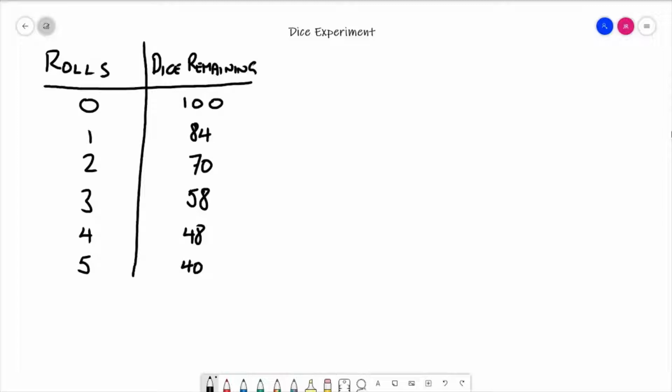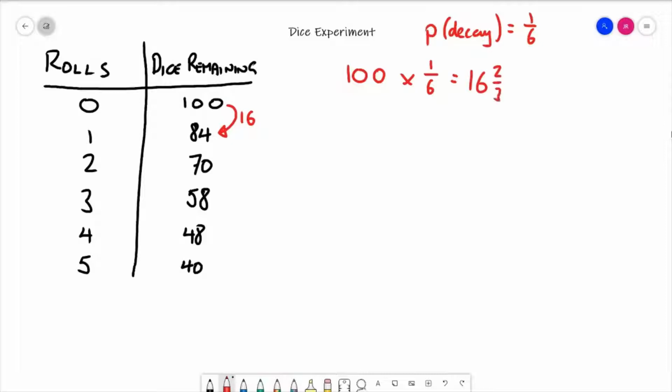So let's just take the first roll. We started with 100 dice and we said that if we rolled all of those, then the probability said that a sixth of those would roll a 1 and would therefore decay. So we said that 16 would, out of those 100, decay. How did we work that out? Well, we started with 100 dice and the probability of decay was 1/6. So we took those 100 dice and multiplied by a sixth. Mathematically, a sixth of 100 is 16 and 2/3. We did a little bit of rounding, but we came up with that line in the last lesson.